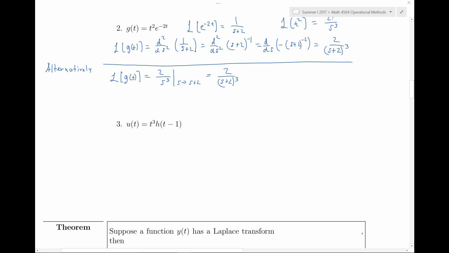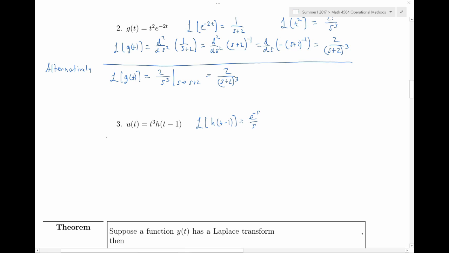With the next function, there are also two ways to do it. We can look at it as a third derivative of the Laplace transform of h of t minus 1, which we derived in the second lecture. It's e to the minus s over s. Or we can try to use the shift theorems and rewrite this function as a series of shifts of polynomial functions.